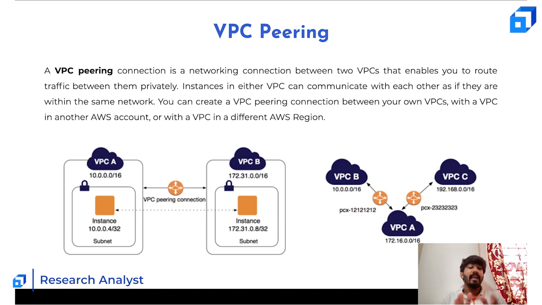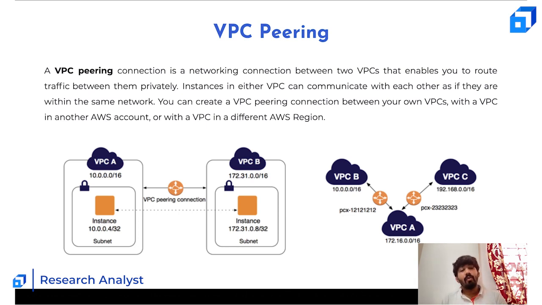So instances in either VPC can communicate with each other as if they are within the same network. To establish that, you will have to do a VPC peering connection. It's pretty simple. You just choose a VPC as your requester and another VPC would be the acceptor. So VPC A would request VPC B to get into a peering connection, and then once VPC B accepts it, the peering connection is established, and then all the resources in VPC A can communicate with the resources in VPC B via a private connection between them.